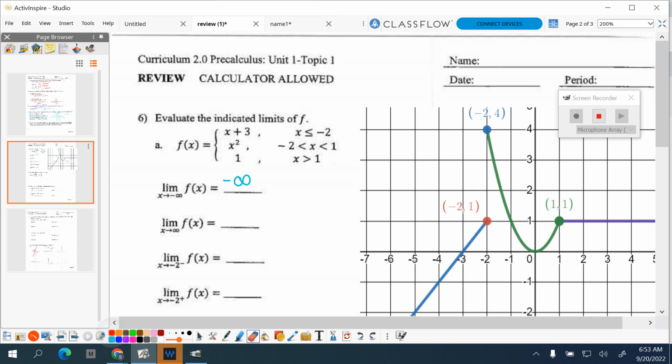Let's do as x goes to infinity. From the left, I'm going towards infinity, right? Going towards infinity, I jump, keep going, and it looks like it stays at a height of 1. So that's good.